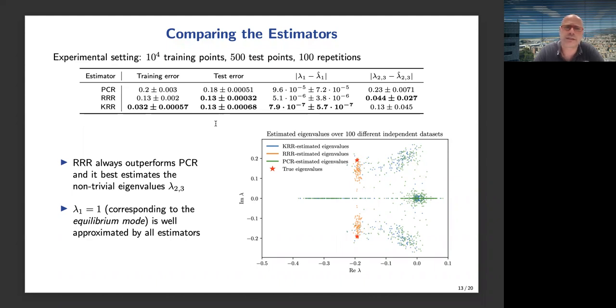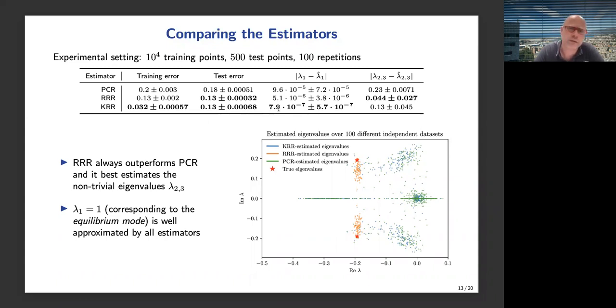And the reason is that in principal component regression and reduced rank regression, we have the same target, the same proposed rank for the estimator, but the reduced rank regression is minimizing the risk. So this has an advantage, as we will see when I present the statistical bounds. So the reduced rank regression, the proposed estimator, performs equally well as kernel ridge regression, but it has an improvement when we look at the eigenvalues and the corresponding eigenfunctions.